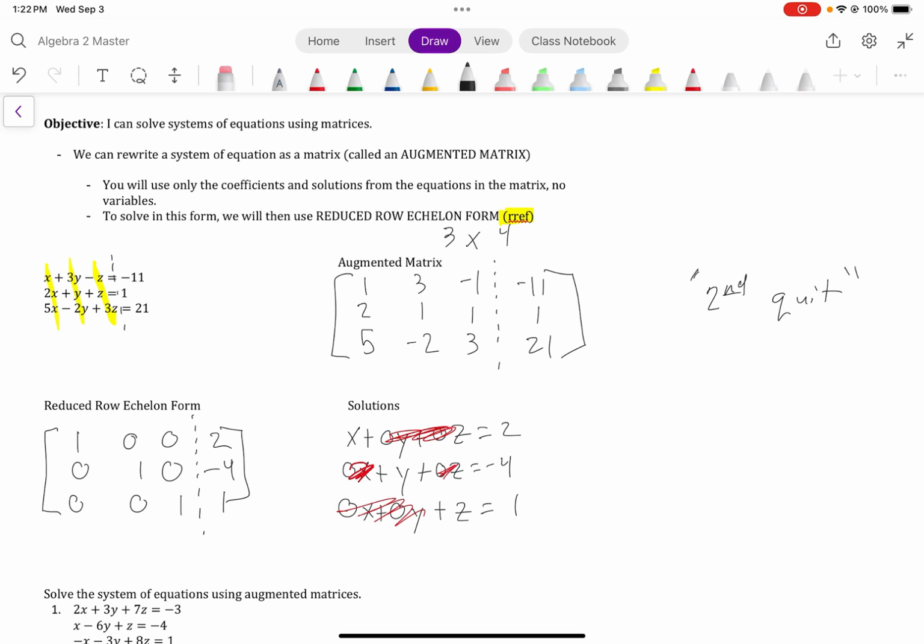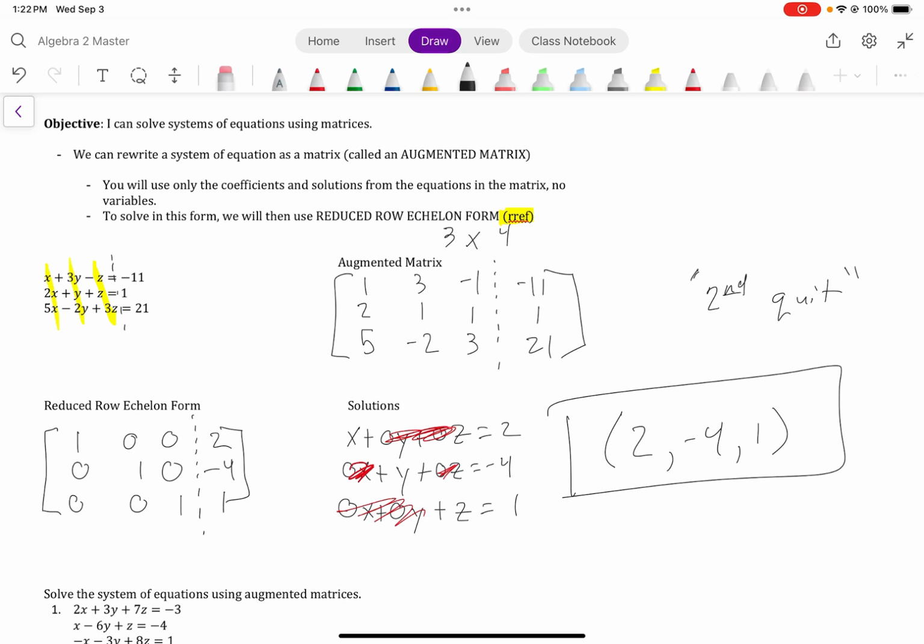I'm going to write this as an ordered triple: 2, -4, 1, for x, y, z. That's my answer. Those are my solutions. Remember, solutions just make all of the statements true. So if I plug 2 in for x, -4 in for y, and 1 in for z in any of those three equations, I will get a true statement. Like the first one, x plus 3y minus z: x is 2, 3y becomes -12, so 2 plus -12 is -10, minus z, minus 1, is -11, which is what it's supposed to be.